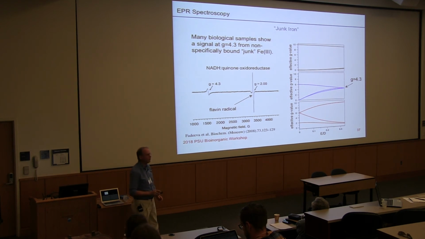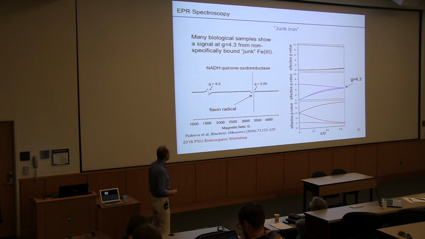It's very, very difficult often to completely get rid of the iron, and so you're left with this, quote, junk iron signal. That's something just to be aware of: if you are dealing with a protein that might have iron in it and you see something around g 4.3, don't bang your head against the wall for days and days trying to figure out what on earth is this extra line in my spectrum. It's just a bunch of iron that you weren't able to get rid of.